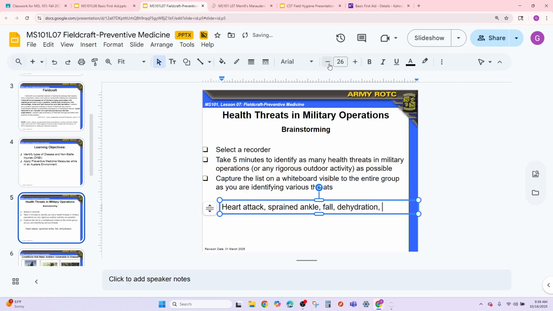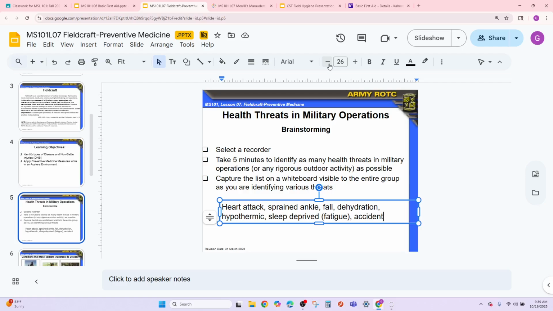All right, now let's push it out to next week. For instance, FTX. We're gonna be out in the field. What are some things that you guys think of? Hypothermia. Yeah, potentially. Sleep deprivation. What else? Possible accidents while using equipment. Yeah, but we're talking health threats.